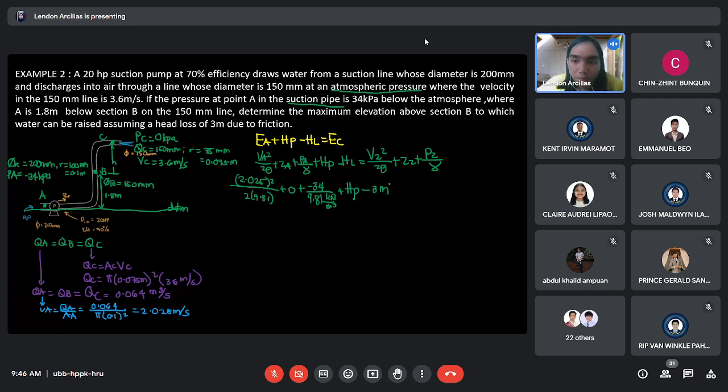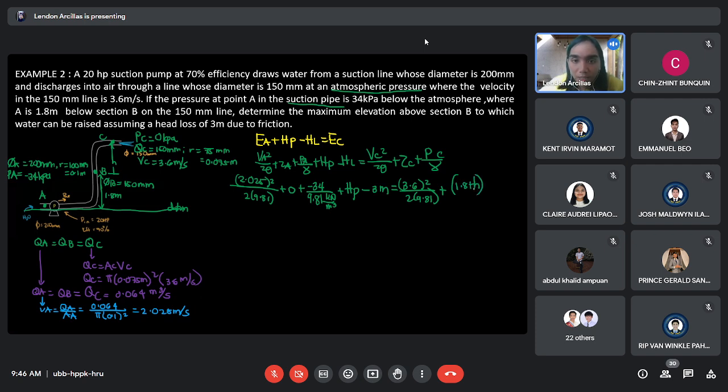This one. Now our V sub 2, or the V sub C. V sub C is 3.6 squared over 2 times 9.81 for g. The Z sub C from the datum is 1.8 plus H. What we are looking for is H.